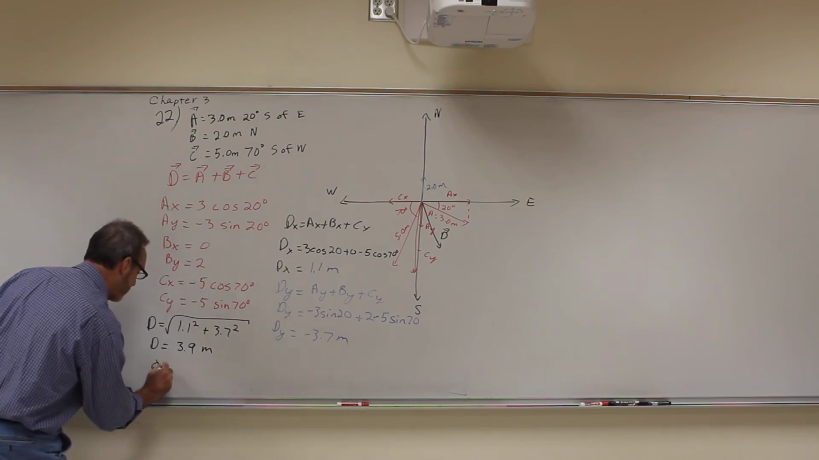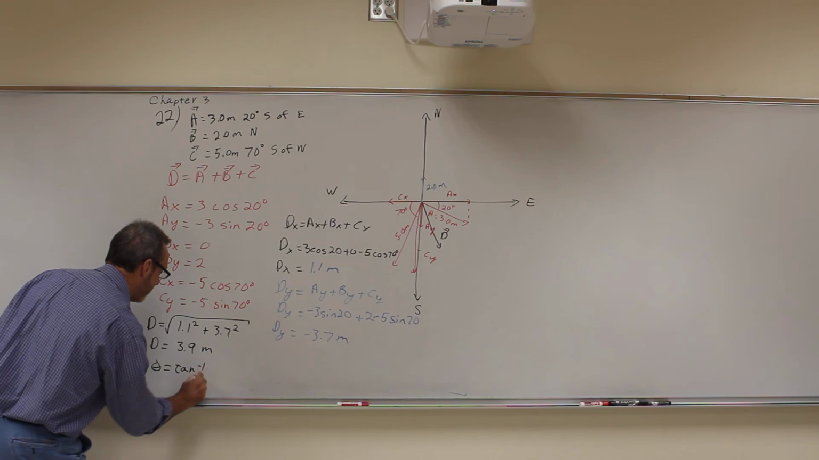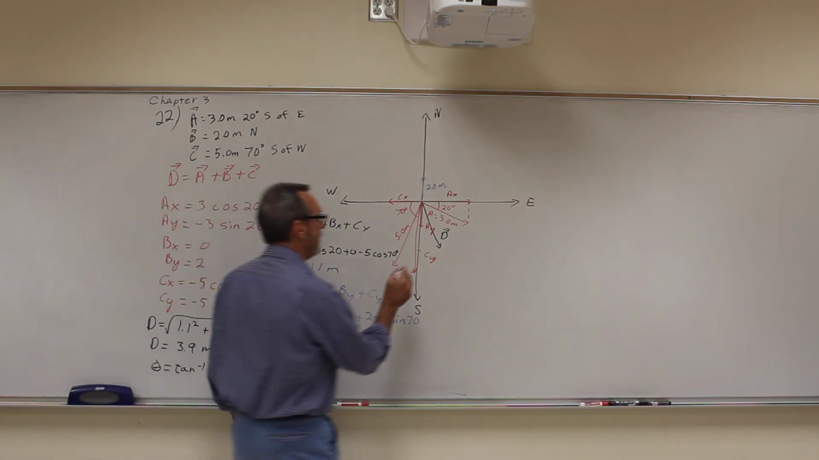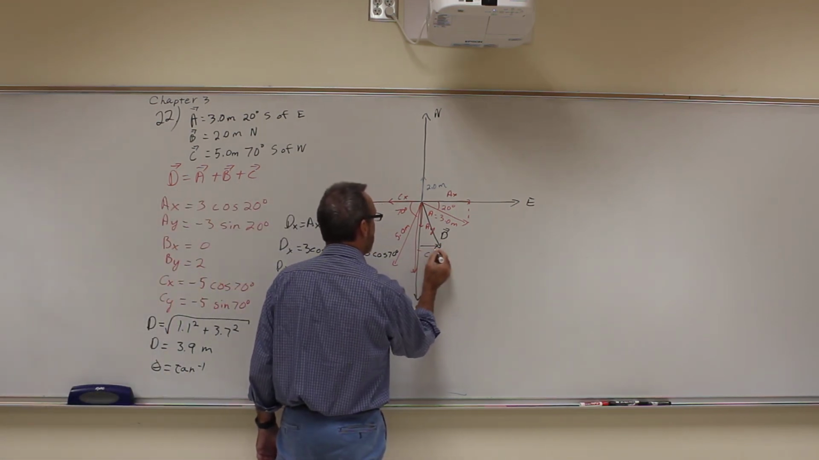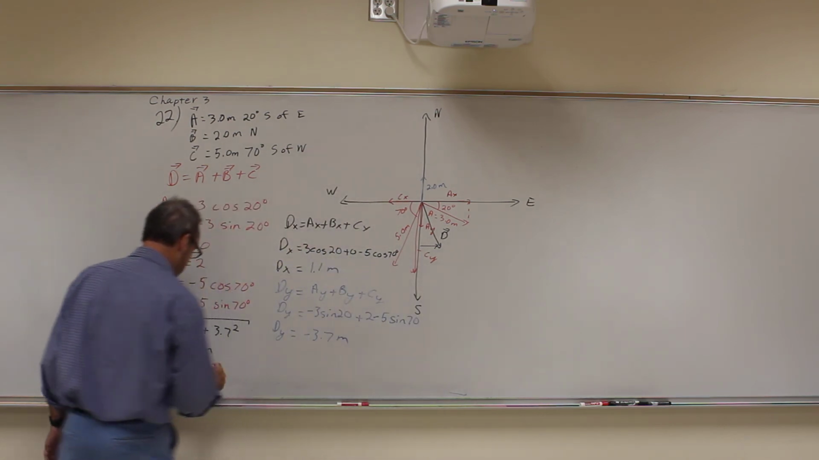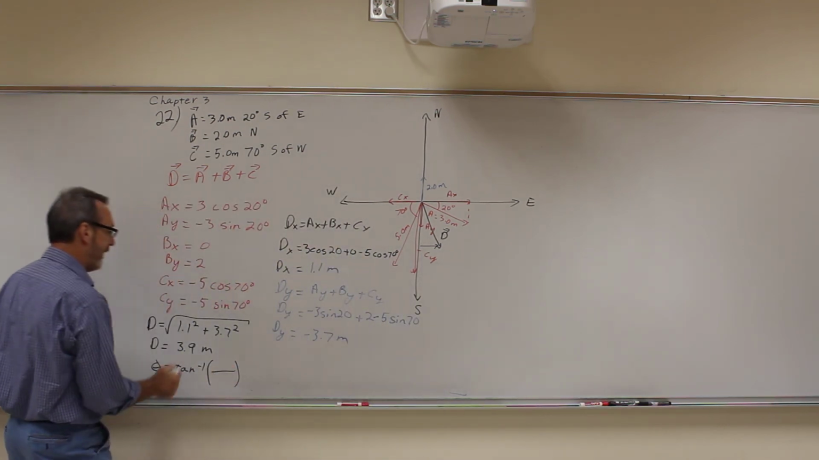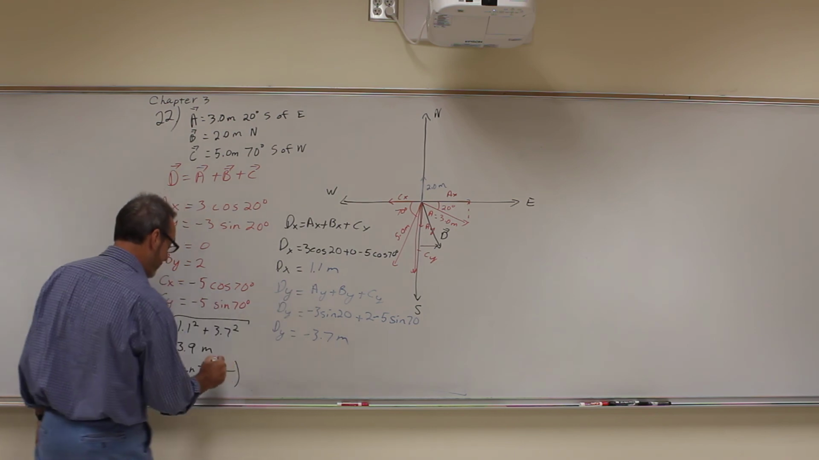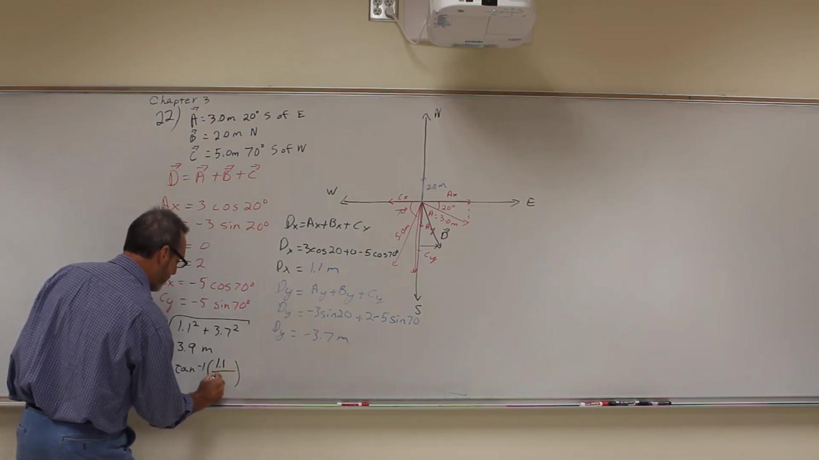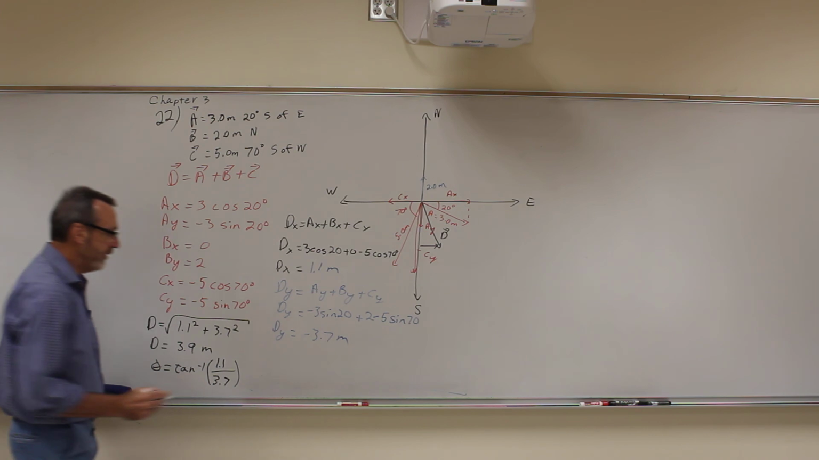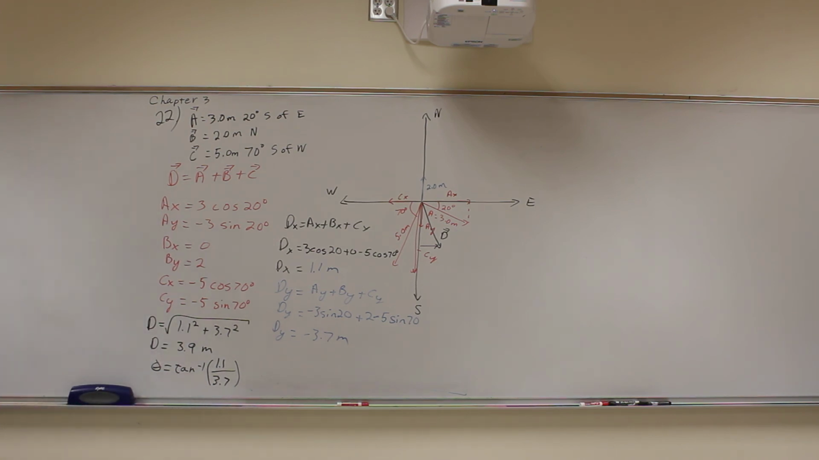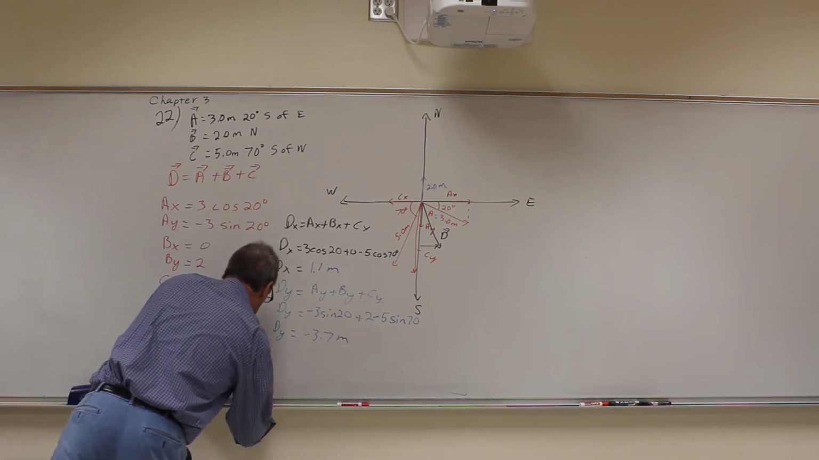And the angle is the inverse tangent of the opposite over the adjacent. So I'm going to do this angle here. So I'm going to do Dx over Dy. So in this case, Dx is 1.1 over 3.7. You could do it the other way if you want. It doesn't matter how you measure it. So if you do it this way, you get an answer of 16.6 degrees.